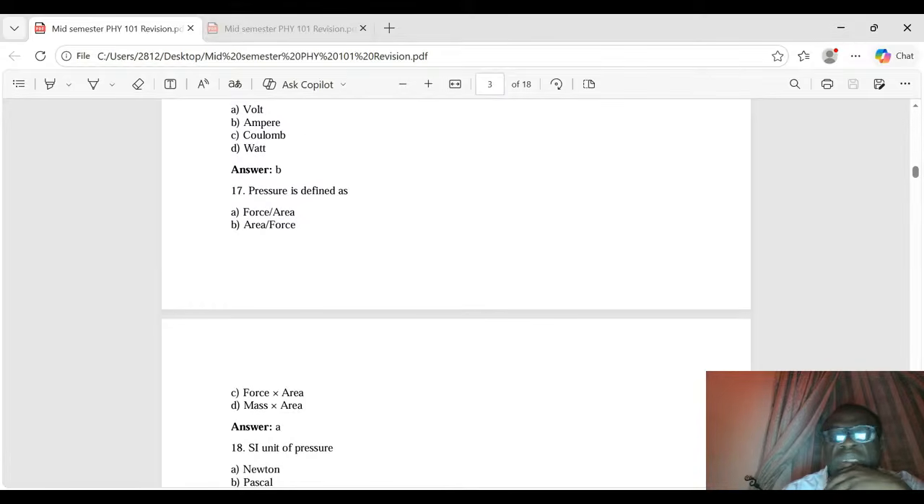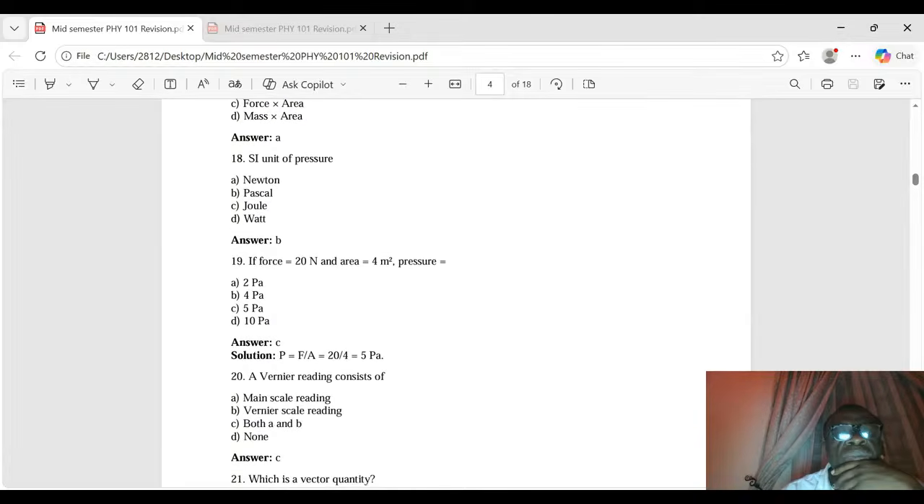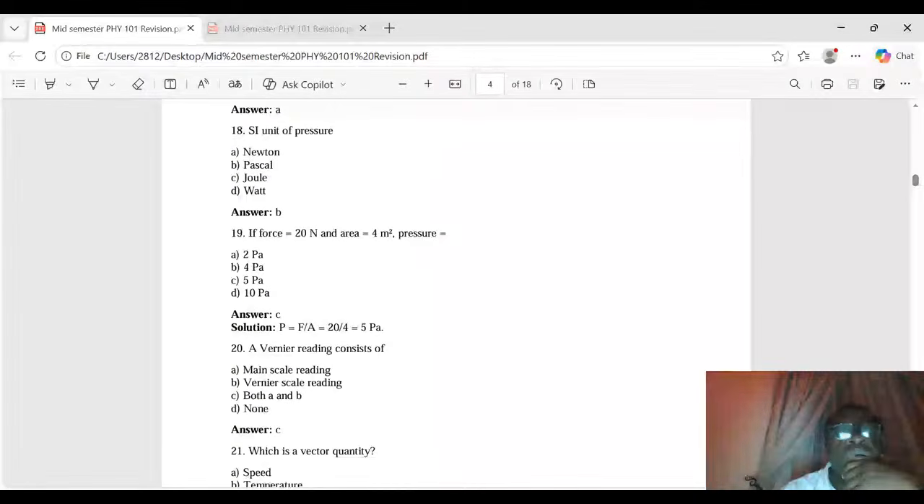And we'll look at question 18. The SI unit of pressure is: A. Newton, B. Pascal, C. Joules, D. Watts. The correct answer is Pascal, which is B.